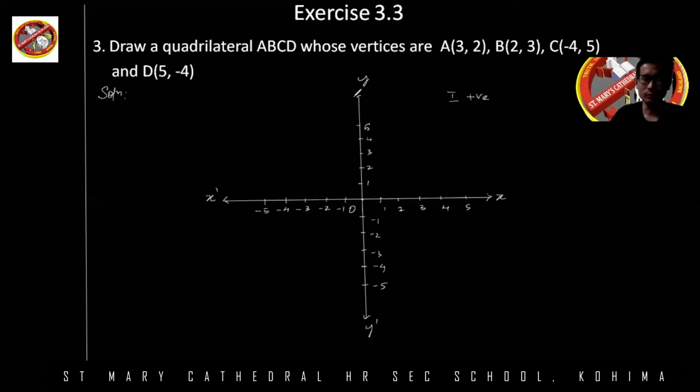Now, in the second quadrant, the y-axis is positive and the x-axis is negative. In the third quadrant, both the x-axis and y-axis are negative. And in the fourth quadrant, the x-axis is positive and the y-axis is negative. So with these, you need to plot the given points, that is A, B, C, and D.